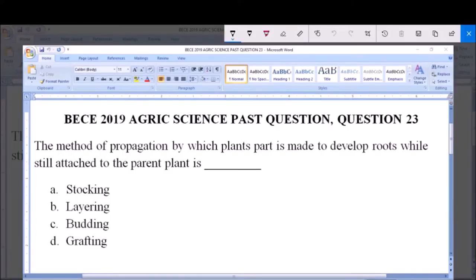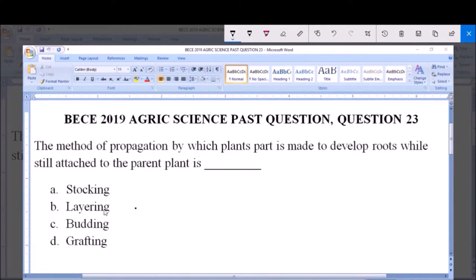Today we're going to be dealing with BECE 2019 Agric Science past question, Question 23. The method of propagation by which plant parts are made to develop roots whilst they are attached to the parent plant is dash. A. Stalking. B. Layering. C. Budding. And D. Grafting.